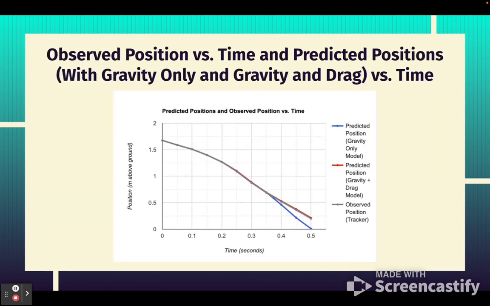So I then created a graph that included all three models, the gravity-only model, the gravity plus drag model, and the observed position model in Tracker. And as you can see, the gravity plus drag model and the observed position in Tracker model are almost identical. They're almost overlapping the entire time of the graph, and the gravity-only model is a little bit off. It is assuming a little bit more motion there, and it's a little bit below the other two.